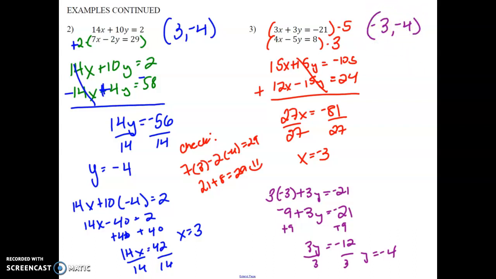Just a coincidence that those ended up being very similar. It will not always happen that way. We don't always get 3 and 4. I'm going to go ahead and check. So 4 times negative 3 minus 5 times negative 4 should equal 8. So I get negative 12 plus 20, which is, in fact, 8.